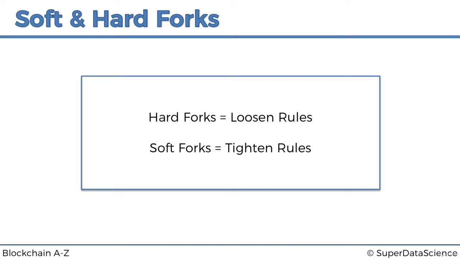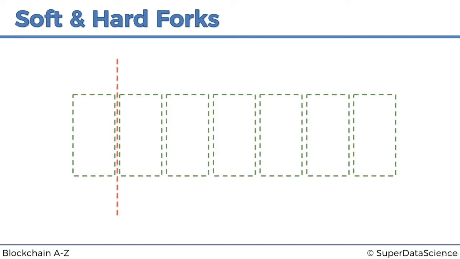All right, so now let's look at an example. We're going to look at an example here. We've got some placeholders where our blockchain will be demonstrated, and it's coming from the left, and then at some point this red line illustrates where the fork actually happened.